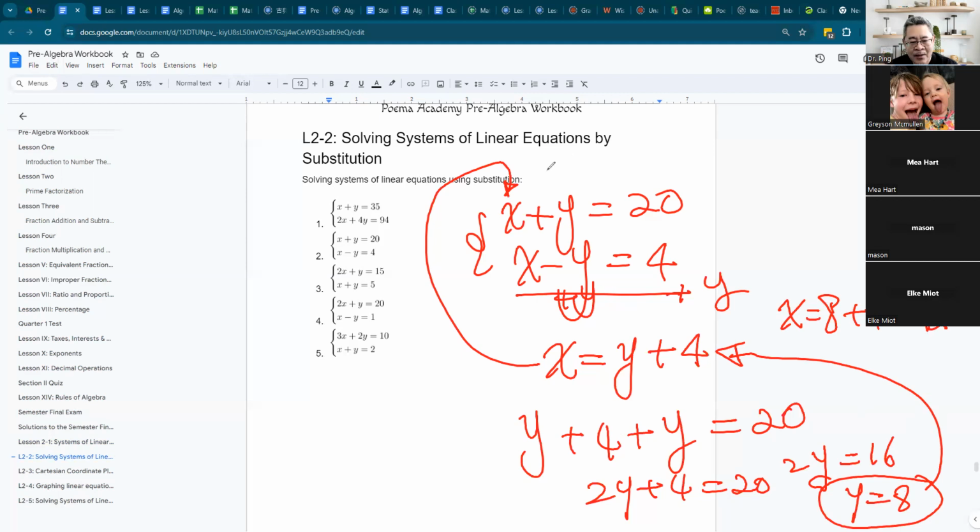Same thing, we can check. 12 plus 8 is 20. 12 minus 8 is 4. So we know we got that right.